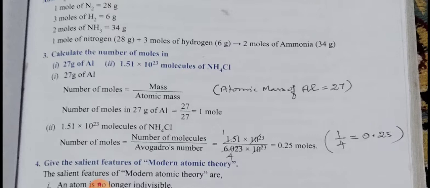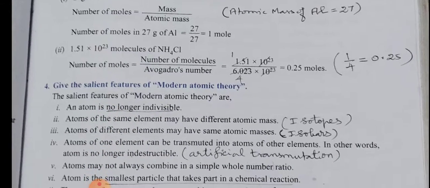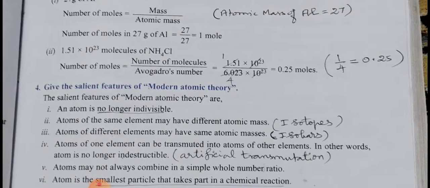And 1.5 into 10 power 23 molecules of ammonium chloride, formula: number of molecules by Avogadro number. So 1.5 into 10 power 23 divided by Avogadro number value 6.02 into 10 power 23. So 0.25 mole.